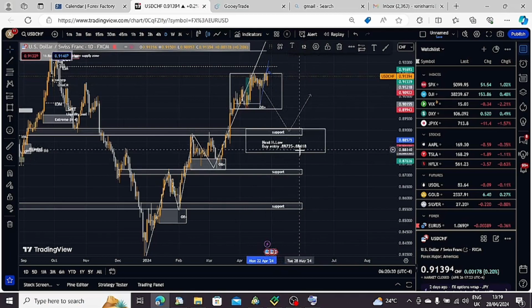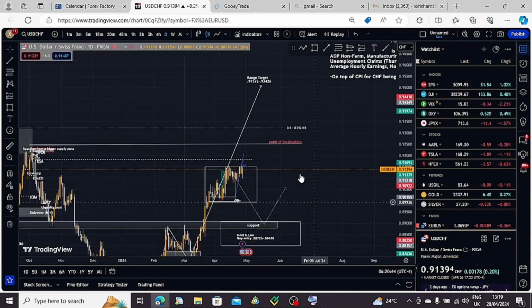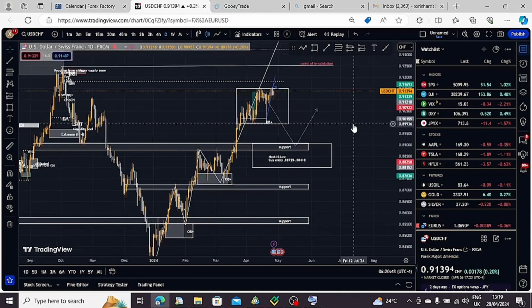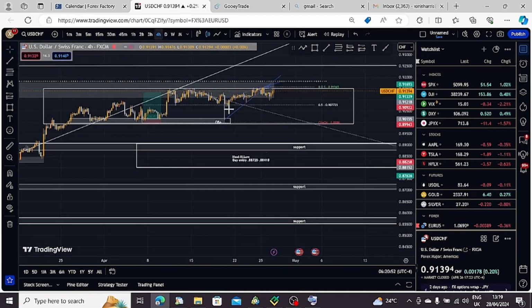Here, between 0.88725 and 0.88418, I expect the price to come within that area. Before we buy, we target this area up here. So this is my analysis on the daily time frame. Let me move to the 4-hour time frame.